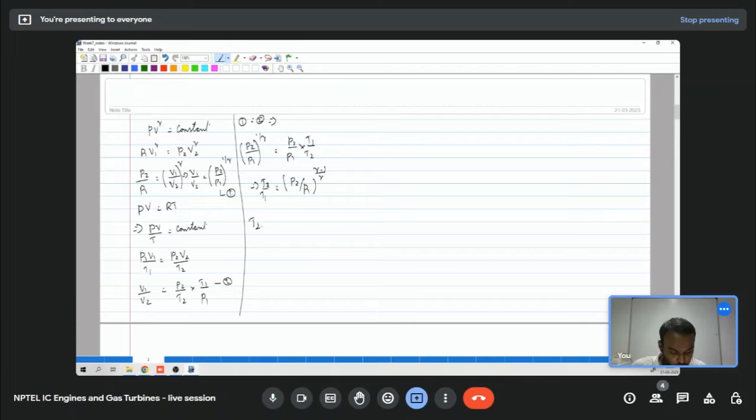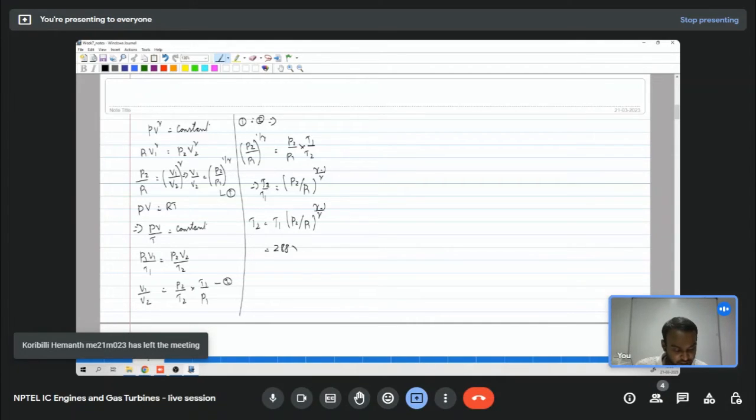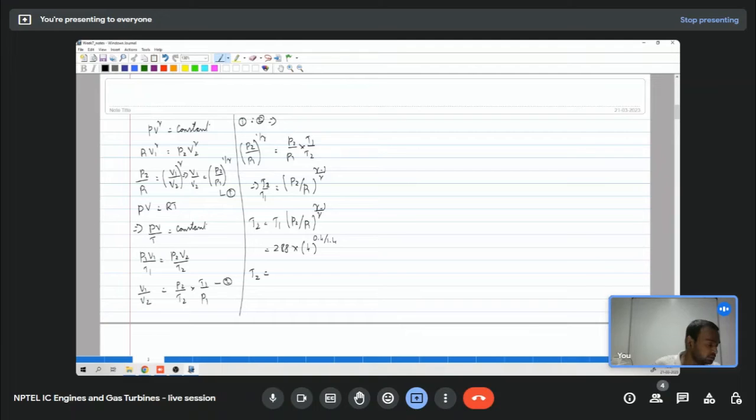So now T2 is T1 into P2 by P1 power gamma minus 1 by gamma. T1 is given in the problem as 288 and the pressure ratio is known as 4, and gamma minus 1 is 0.4, and then in the denominator for the exponent we have 1.4. Now T2 can be calculated, and it is 428 Kelvin.